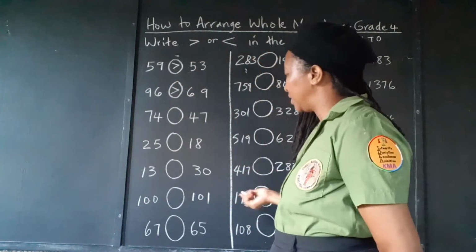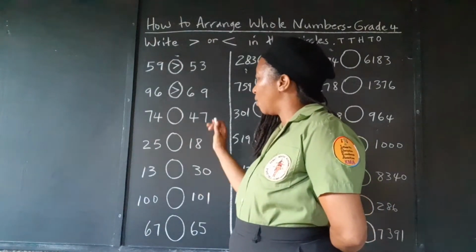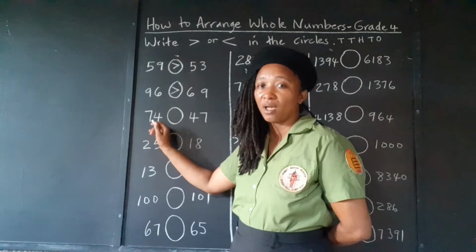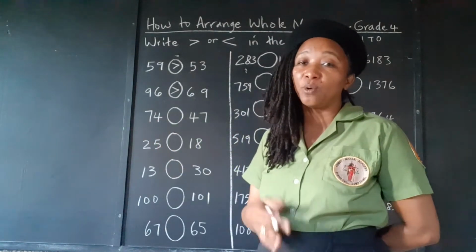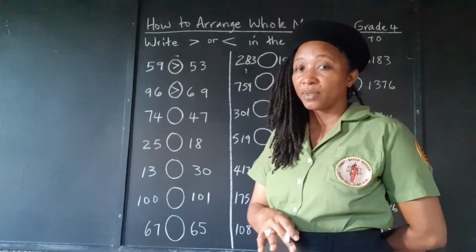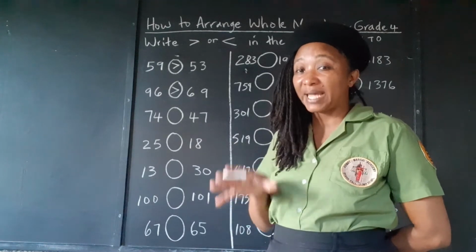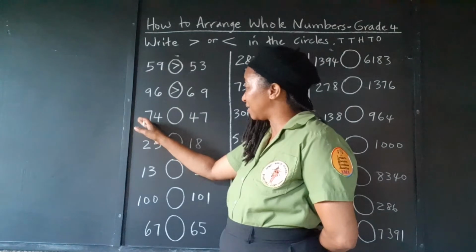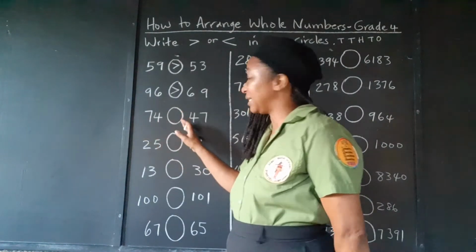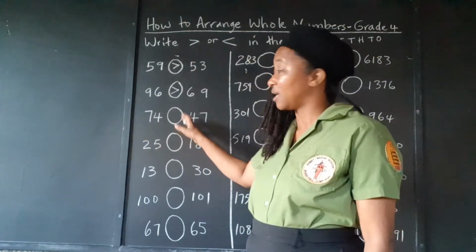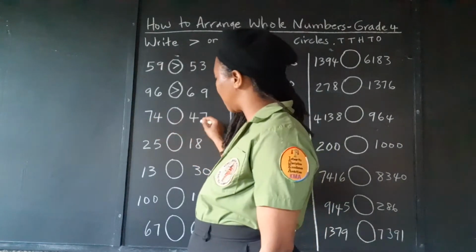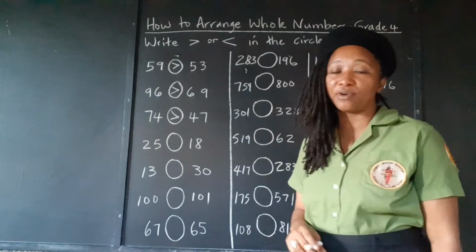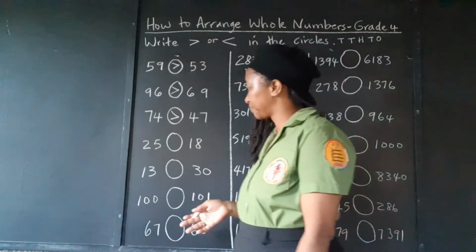74 and 47. In the ones place, this has more ones than this one. But remember, we start comparing whole numbers from the left, the one that has the bigger place value to the left. So this has 7 tens, and this has 4 tens. This one is greater than this one. Okay, so far all the numbers to the left have been greater.